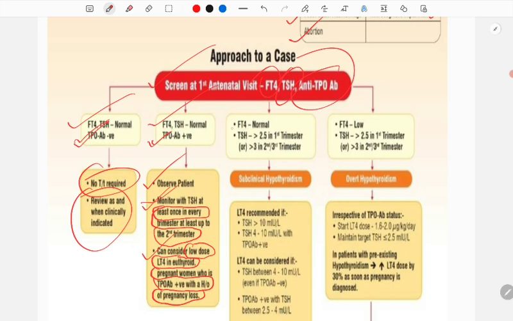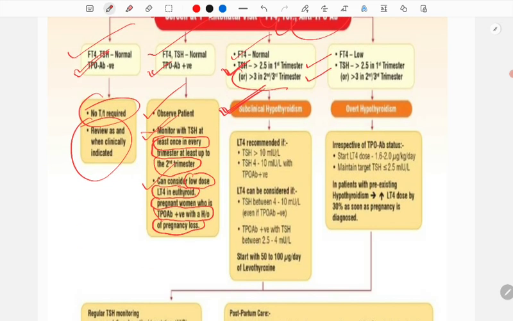Okay, the third case: free T4 is normal but TSH is raised. If it is the first trimester, the cutoff is 2.5 and TSH is higher than that, or if the second or third trimester, the cutoff is more than 3. That is called subclinical hypothyroidism. In that case what will we do? In subclinical cases, levothyroxine is recommended if TSH is more than 10, or if TSH is 4 to 10 with anti-TPO antibody positive.